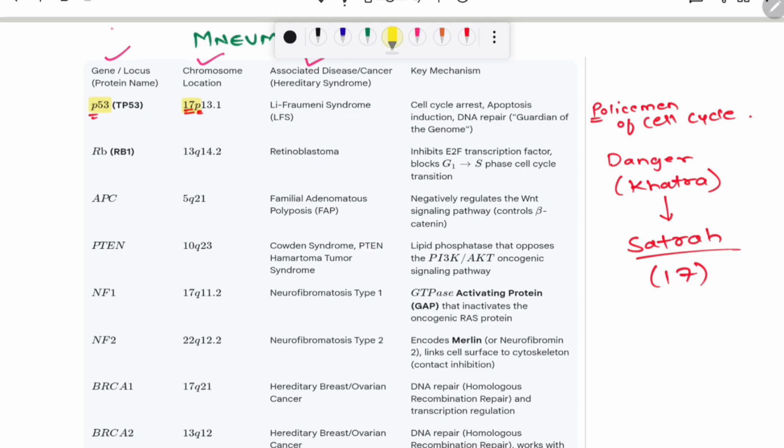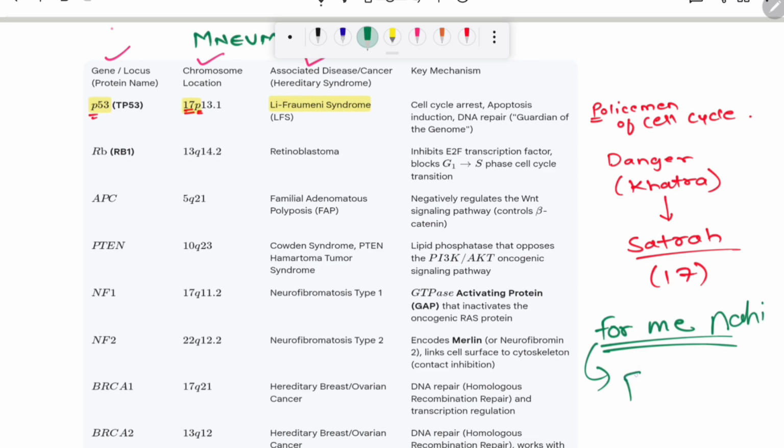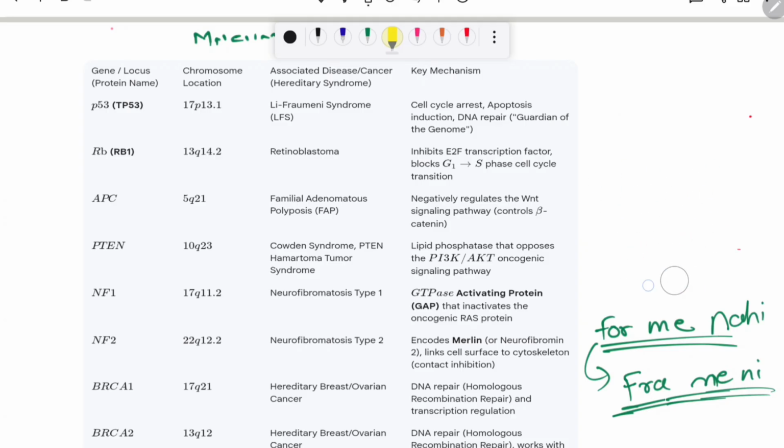Now, to remember the associated cancer: whenever we are meeting the police or are in a situation involving the police, we usually don't want it, so we say "for me nahi". In layman's terms you can say "for me nahi". So that will be your Li-Fraumeni syndrome. I hope the P53 gene mnemonic is clear to you.